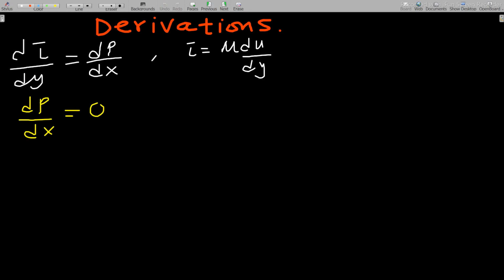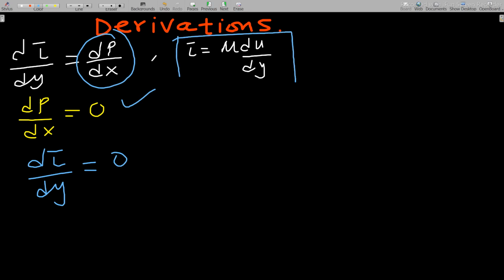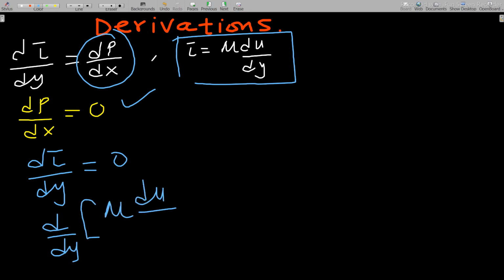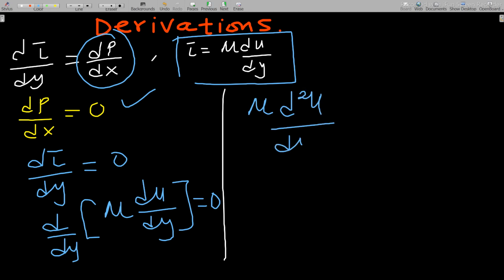Now these are the things we've said about the Couette flow. If that is the case, then d tau dy is actually equal to 0, since dp dx is 0 here. But tau is giving us this, so I have d dy of mu du dy, which is supposed to be equal to 0. I'll have something like mu d squared u dy squared is equal to 0.